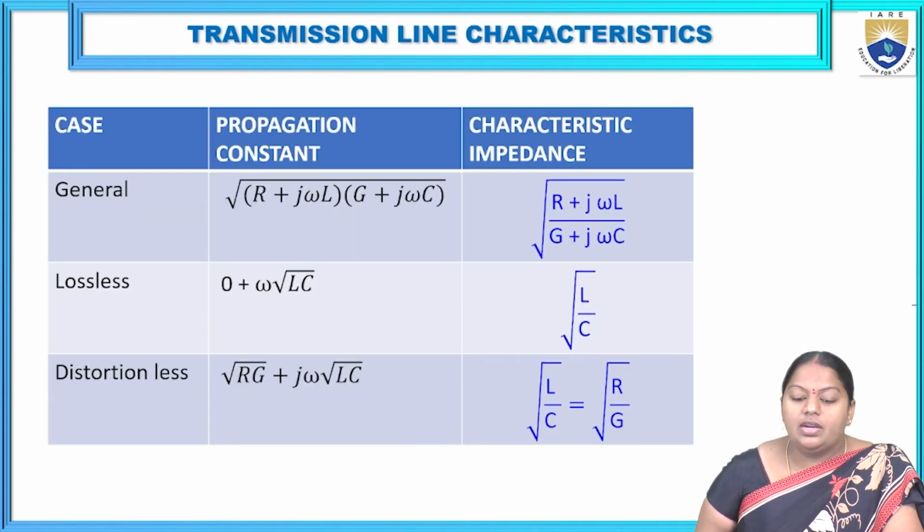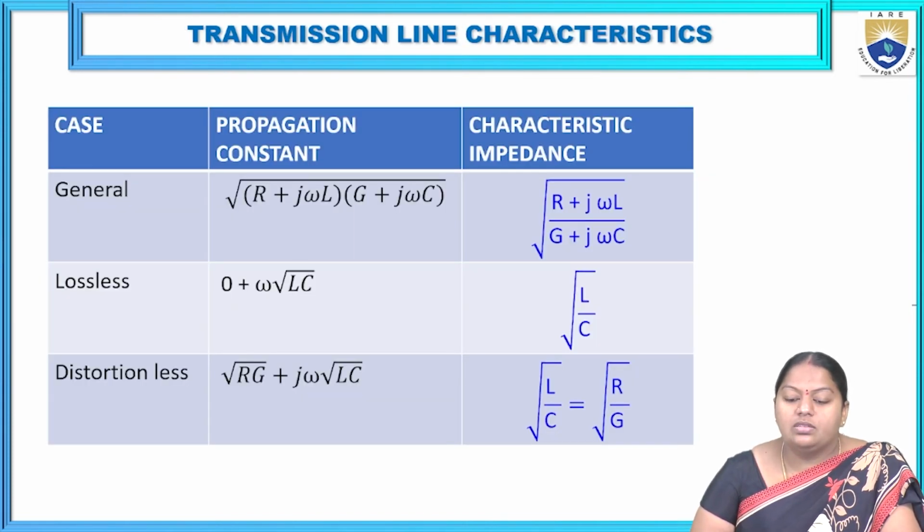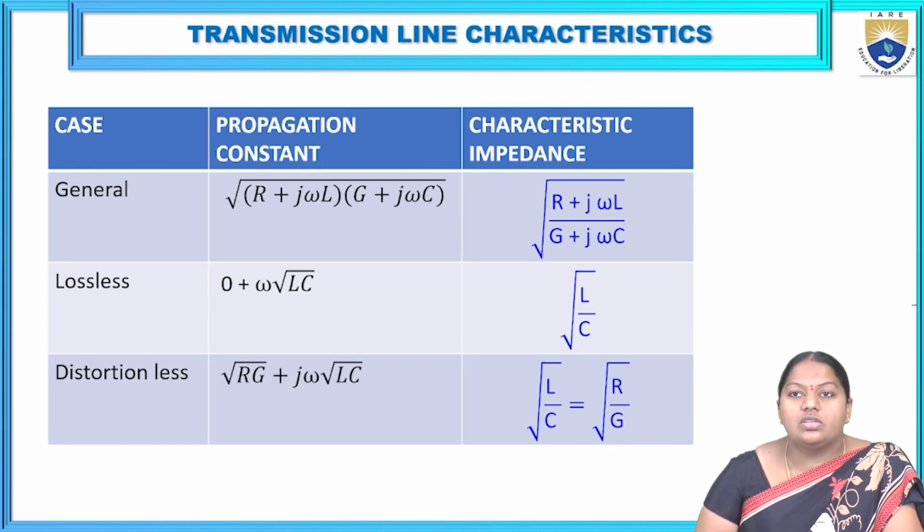Now, we can tabulate all the characteristics of a transmission line, right? So in general, how the propagation constant and the characteristic impedance are to be expressed, and in the lossless condition and in the distortionless condition, how those two are to be evaluated, right? So already these have all been evaluated in the previous lectures. Now we are tabulating all of them in a particular table.